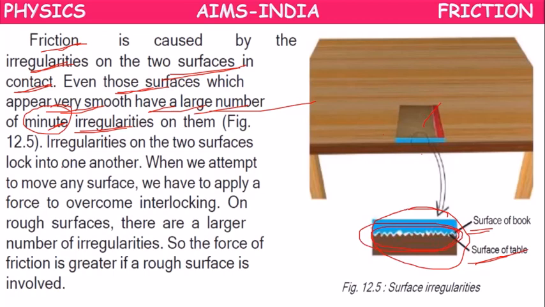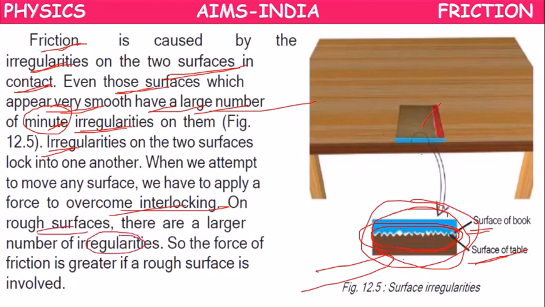So when we keep a book on the table, the irregularities of the book lock with the irregularities of the table. They are locked into one another. When we apply force to move them, we have to overcome this interlocking. On rough surfaces, this interlocking will be more because of the larger number of irregularities. So for rough surfaces, the force of friction should be greater. For smooth surfaces, the force of friction should be lesser.